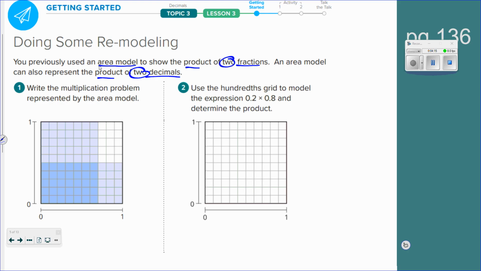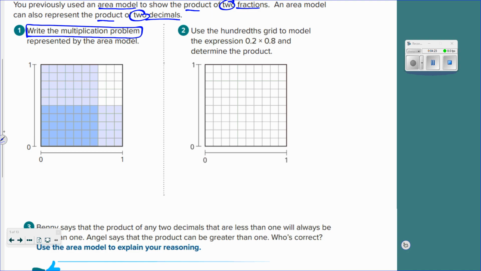So the first one, they want us to write the multiplication problem represented by the area model. So we're going to write out this entire thing. So if I look at this, here's one of the keys. I know this is out of 100, yes? 10 by 10, everybody okay with that? As I go across for my first number, how far across did I go? 1, 2, 3, 4, 5, 6, 7. So how do I write that? 7/10.